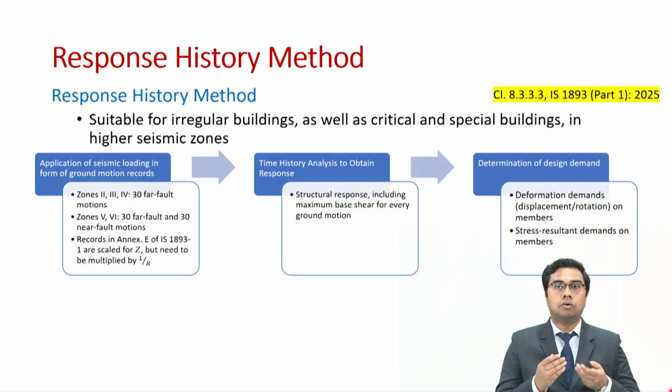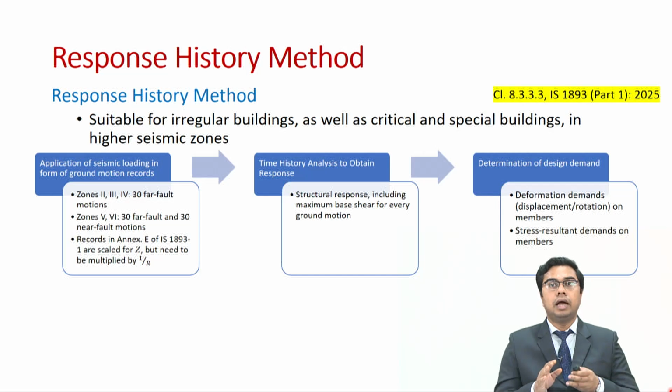Now, the code suggests that if our building is located in zone 2, 3 or 4, we will be using 30 far fault motions, and if our building is to be located in zone 5 or zone 6, we will be using 60 ground motion records, 30 from far fault and 30 from near fault motions. And these records are available in Annexure E of IS 1893 Part 1 2025.